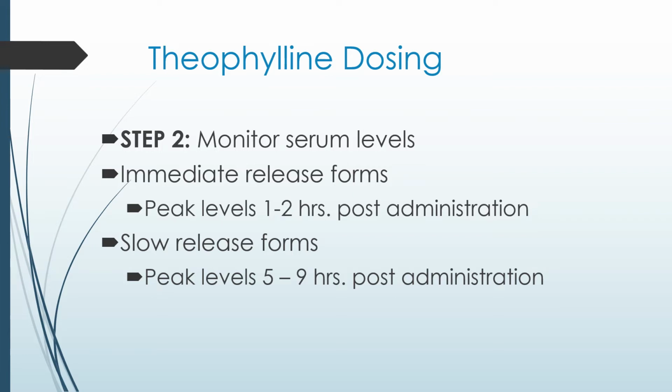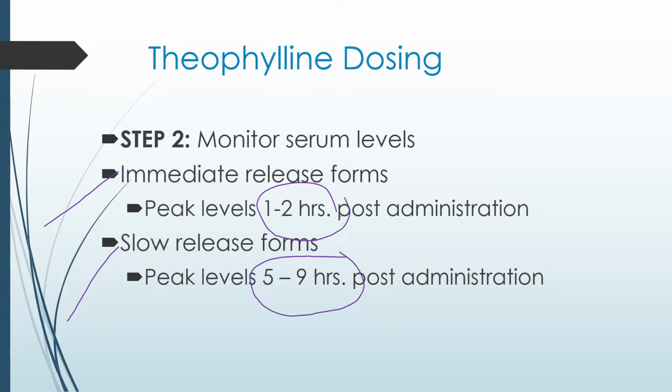But the big thing to remember here is the samples should be taken at peak times, right? So if they're taking the immediate release form, then they need to check that serum level in 1 to 2 hours, right? Or an hour and a half, if you want to split the difference there. Or if they're taking a slow release form, they need to take that serum level at the peak, 5 to 9 hours, because that's when the concentration is going to be the highest in their bloodstream and have the most potential for side effects.